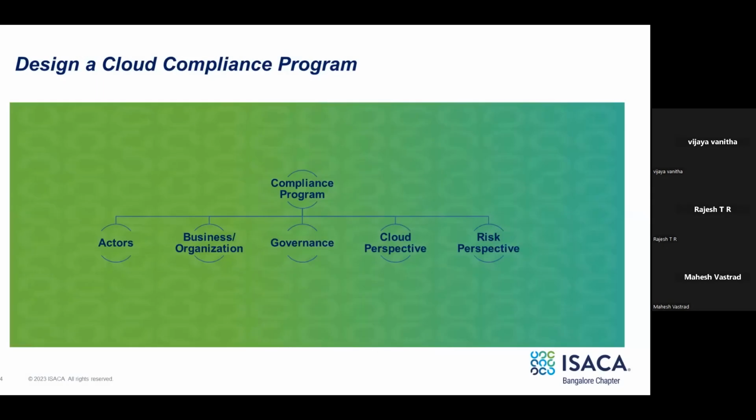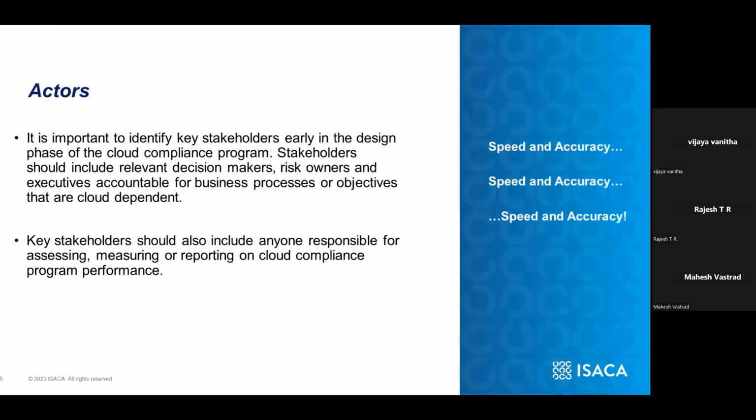And then governance, cloud perspective, and risk perspective. Okay, so actors in the sense, who are the important key stakeholders? Stakeholders in the sense: who owns the cloud strategy, who owns the cloud policy, the cloud service owner, asset owner, data owner, and who manages the cloud service, right? So in the starting itself, we need to check all these things.